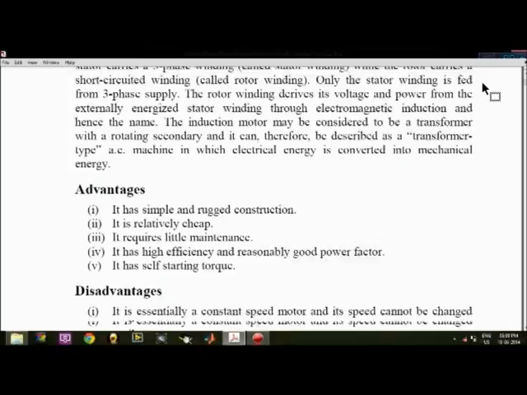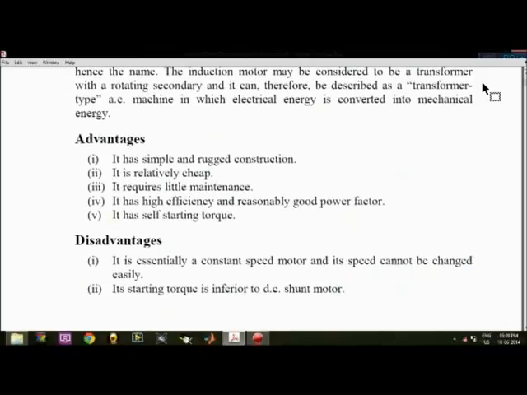So there are some advantages of this. The main advantages are it has a simple and rugged construction, very tightly constructed. It is cheaper and it requires little maintenance. It has high efficiency and a reasonably good power factor. This is the most important thing of the three-phase induction motor. And also it has a self-starting torque.